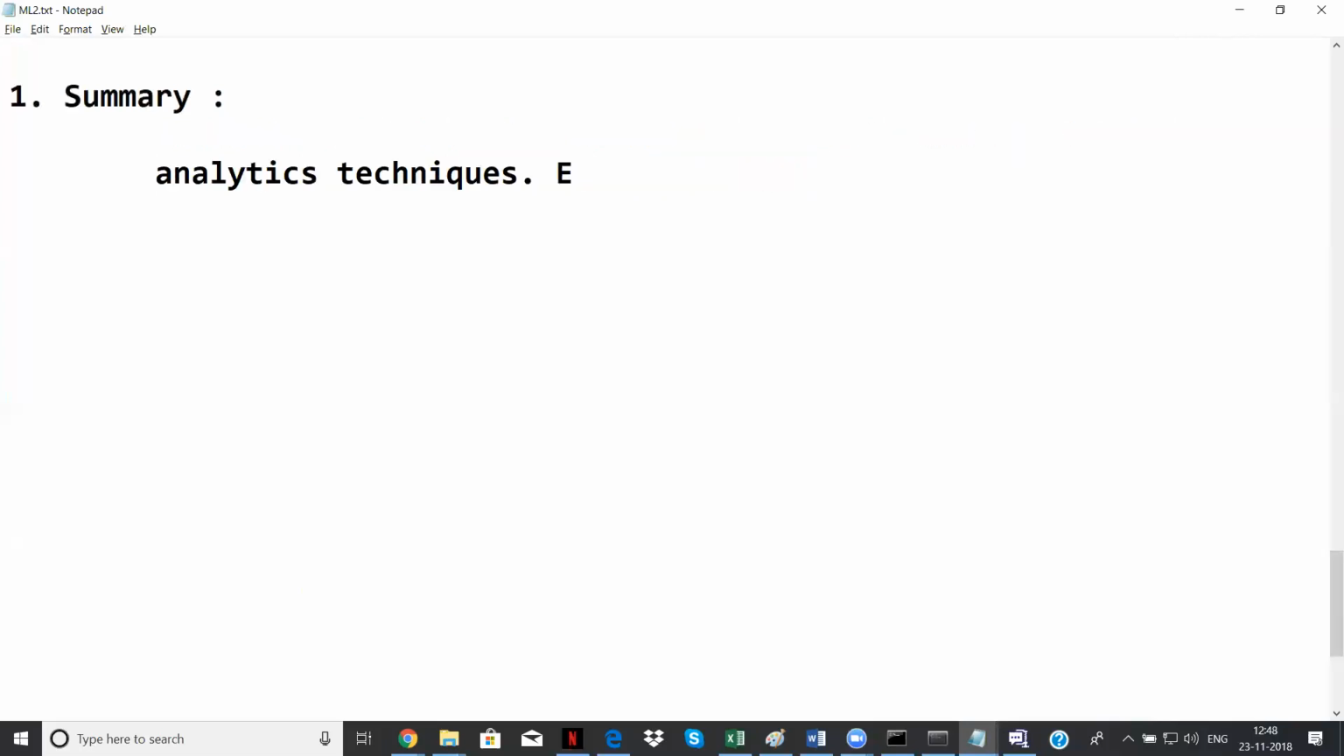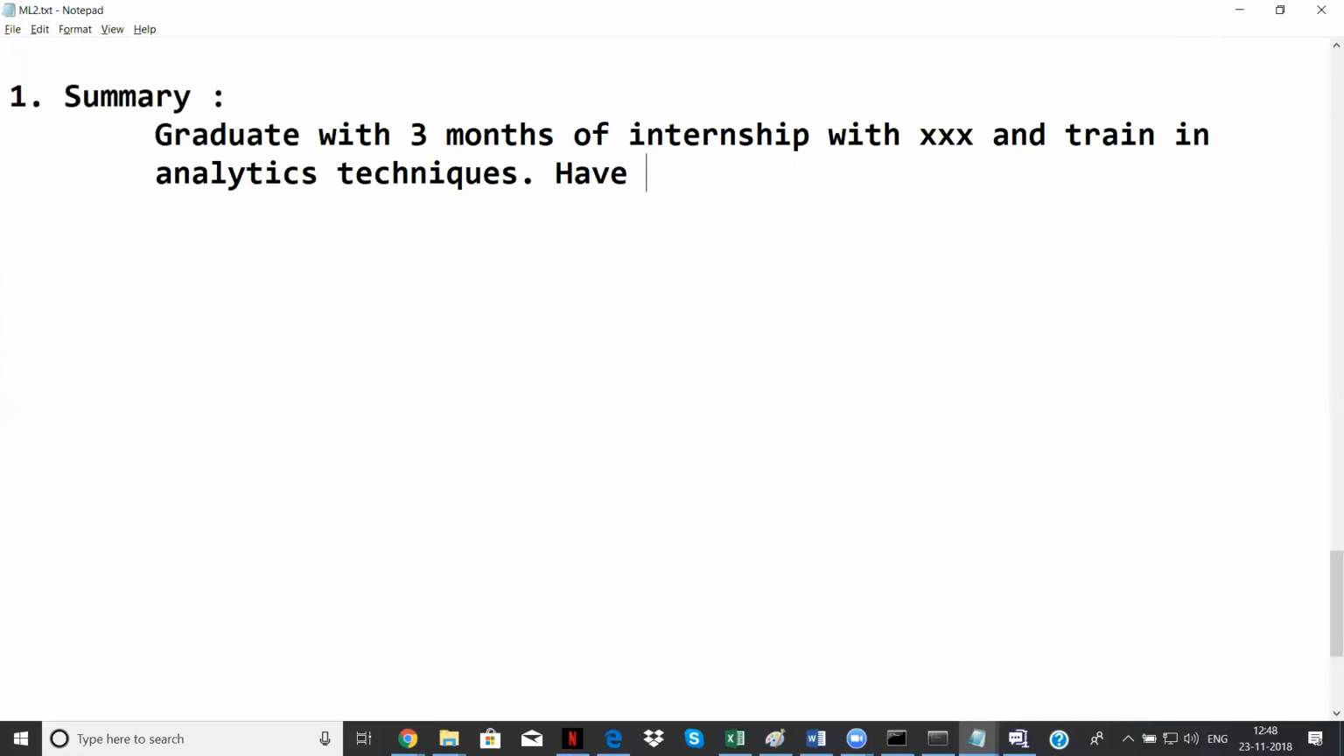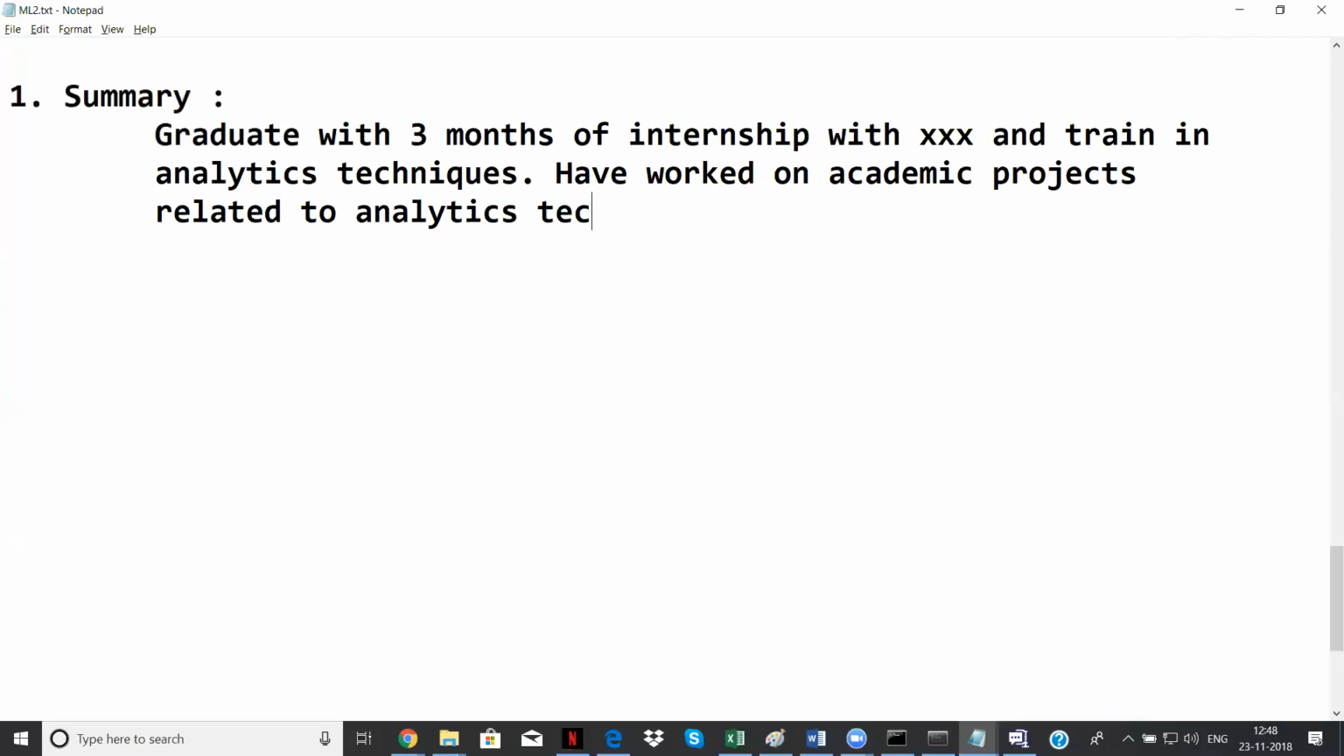Then you can add expert in so and so technologies. Or don't use the word expert, say have worked on academic projects related to analytics techniques, namely regression, classification, and so on. You can add it.